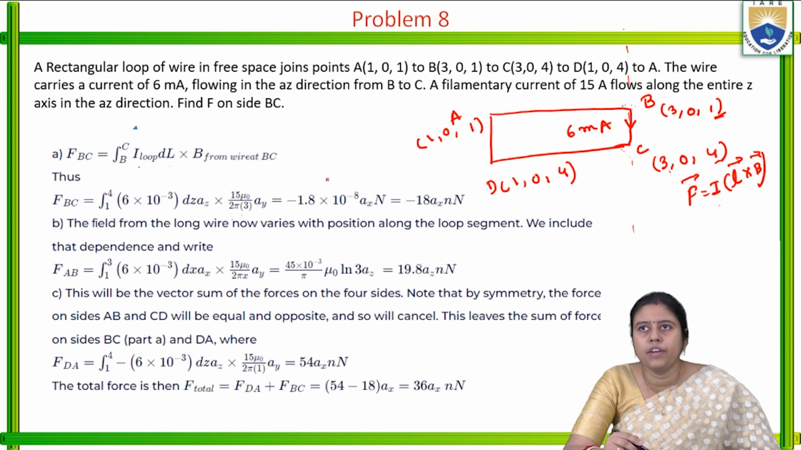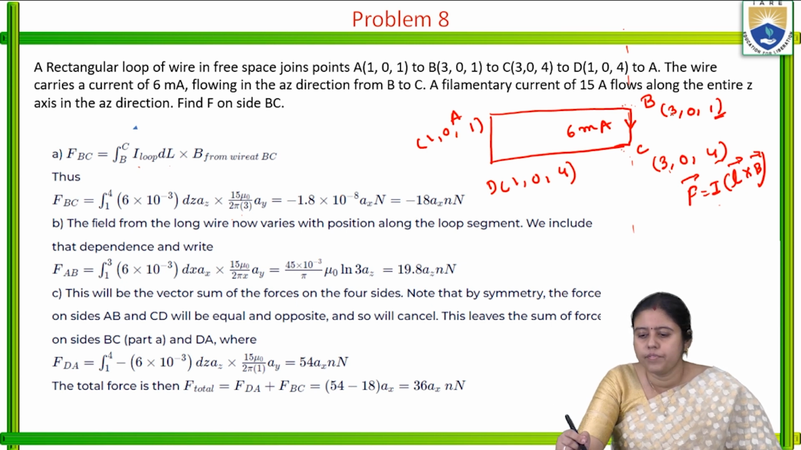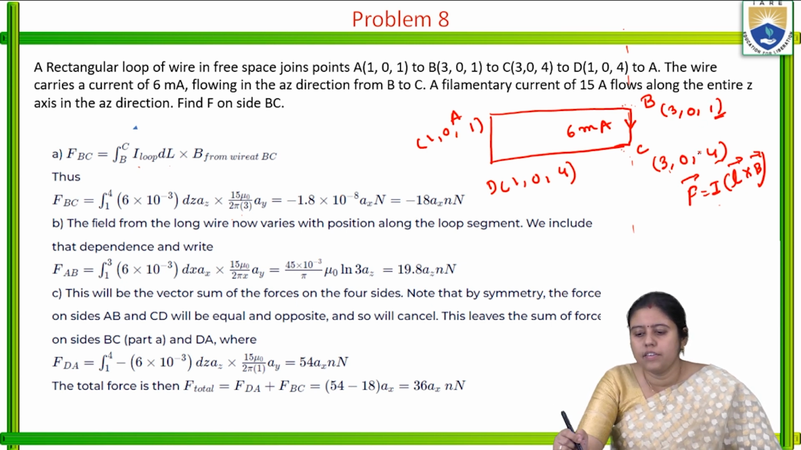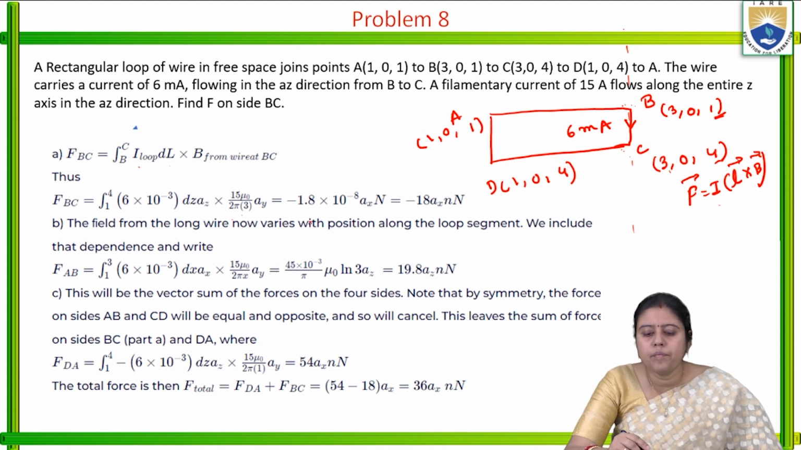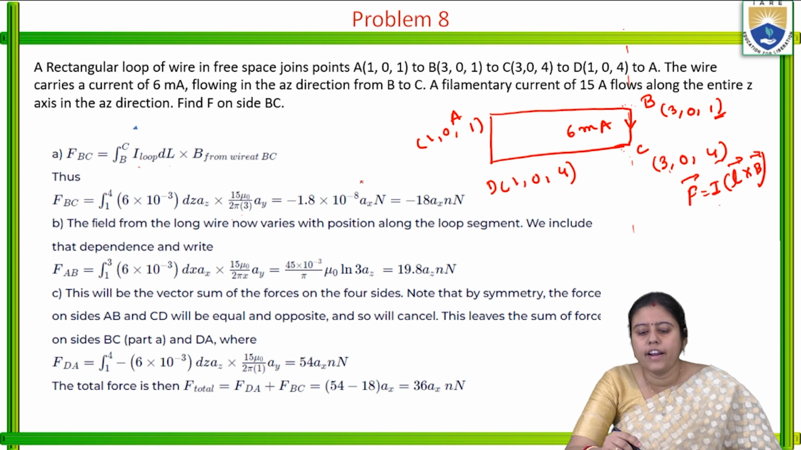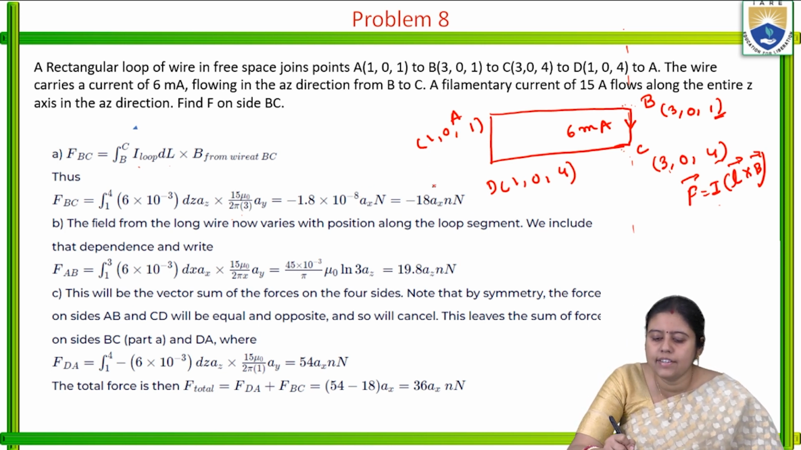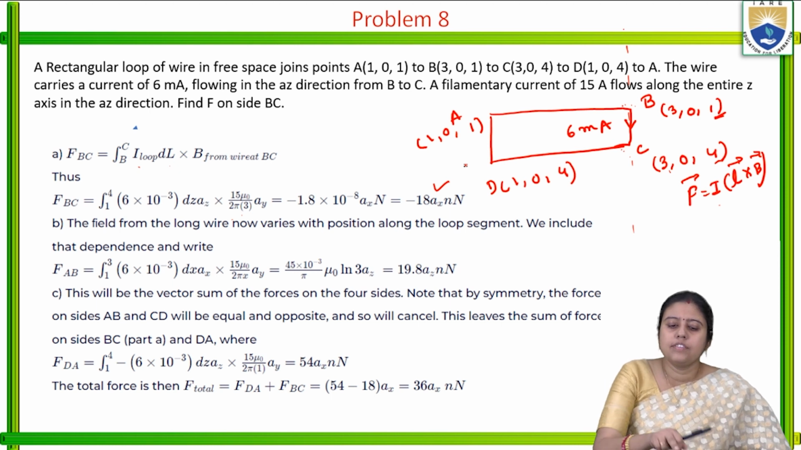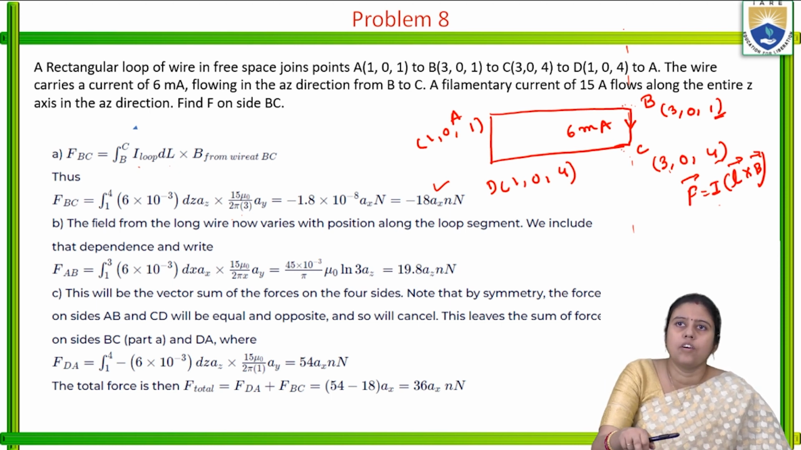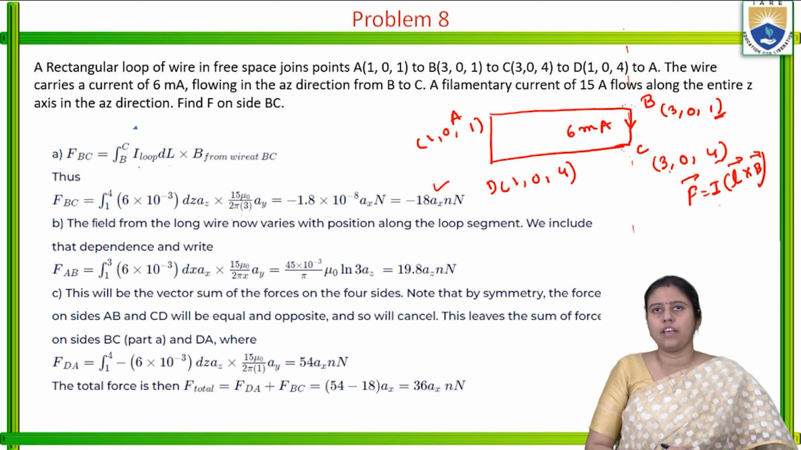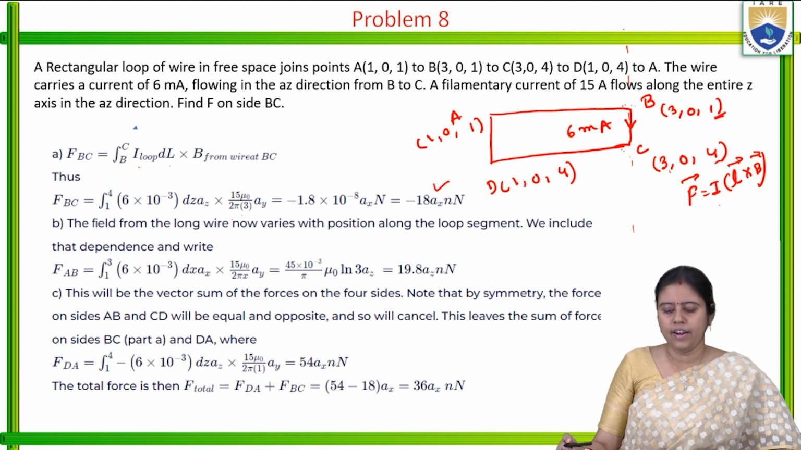If we calculate it, we will get the value 1.8 into 10 to the power 8 into an. Here an means minus 18 ax, because az cross ay is equal to an. az cross ay is equal to an.